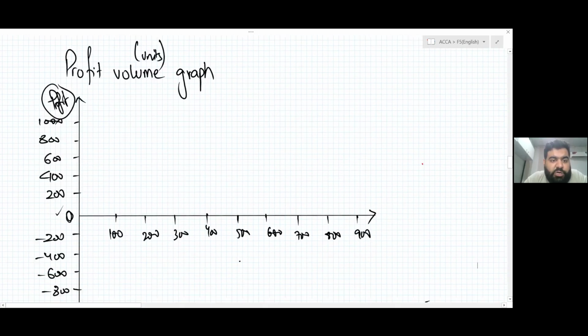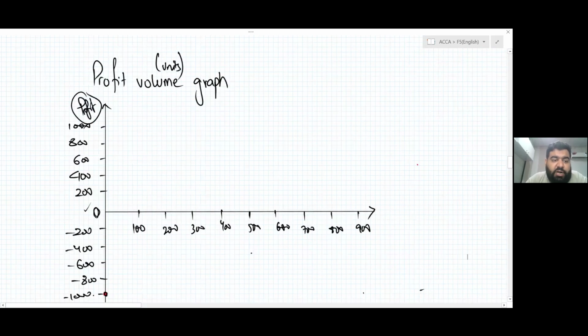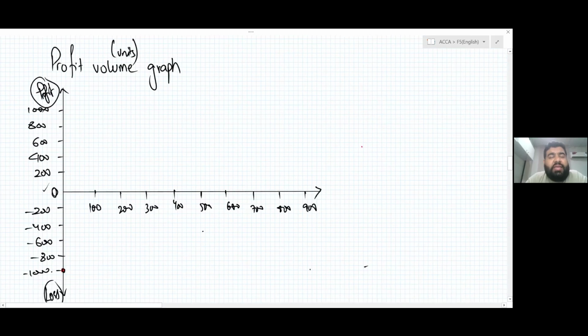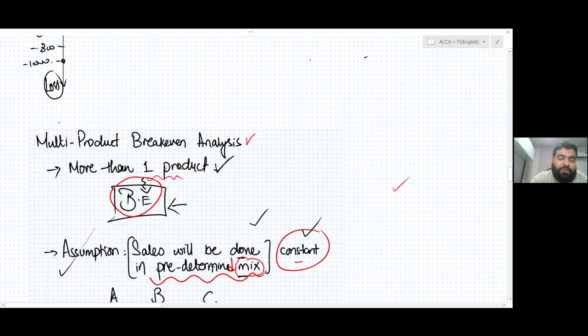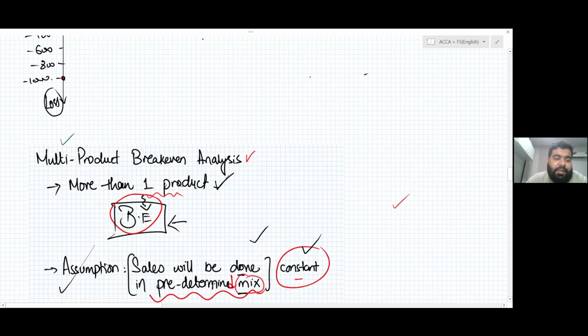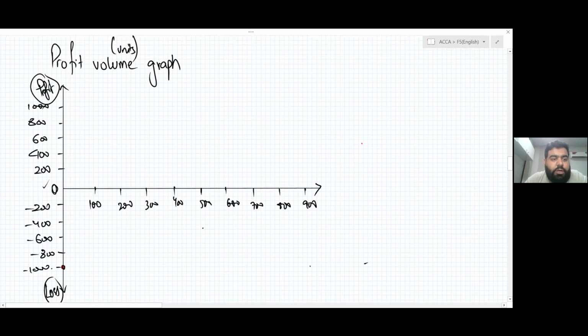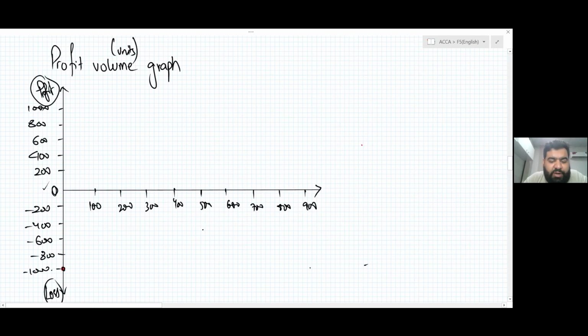Next, we are going to start the profit volume graph, the last graph of simple single product break-even analysis. After that, we have the next topic as well, multi-product break-even analysis. That's the next topic we'll do in the next lecture. Today's last topic is the profit volume graph. Let us start that.